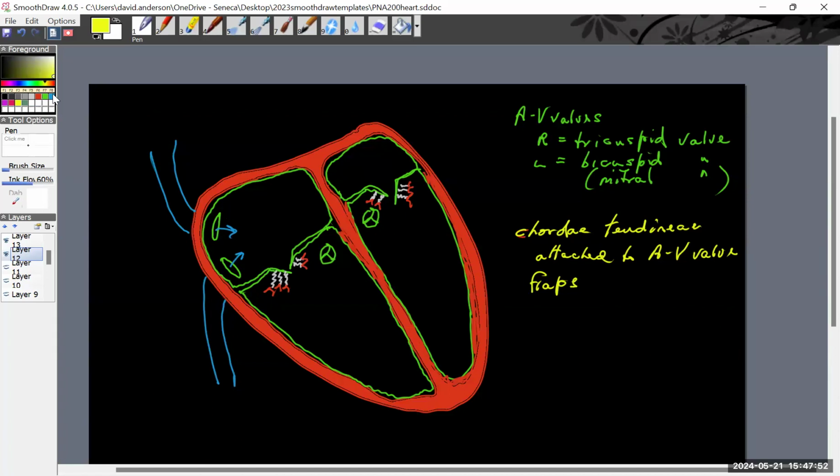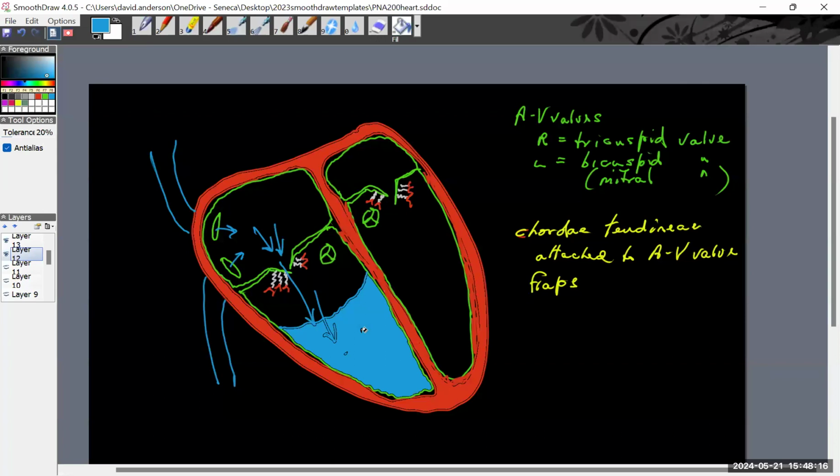When the blood is flowing in, the pressure is higher in the atrium than it is in the ventricle. So these flaps flop open. That's just passive. And then the blood starts to fill up inside the ventricle and eventually starts to fill up so that we're going to create some pressure in the ventricle. And if the pressure in the ventricle gets high enough, it causes those valves to slam shut.